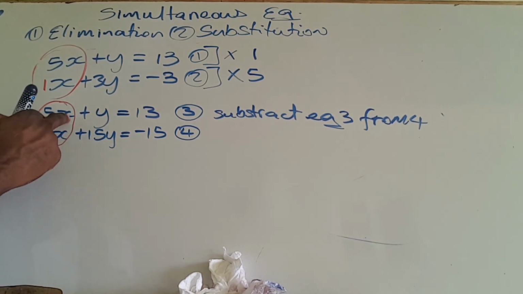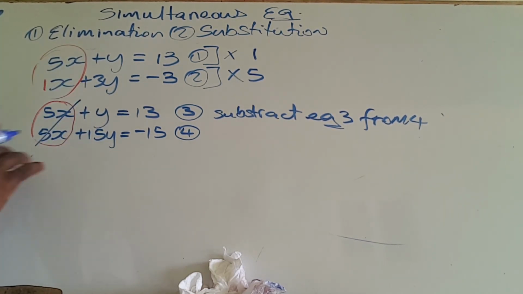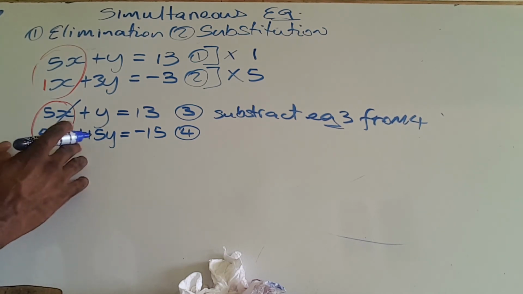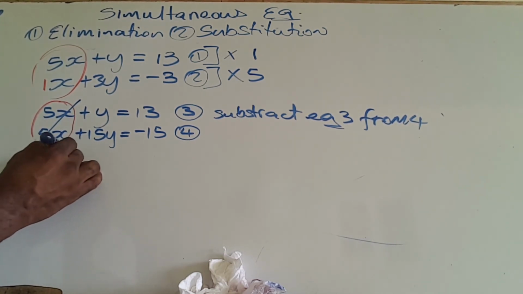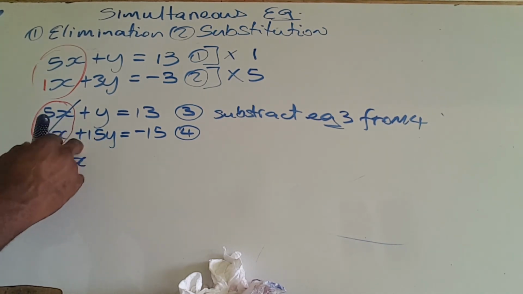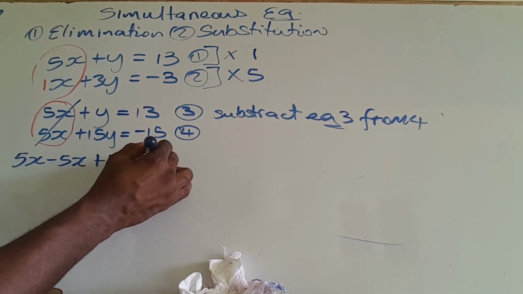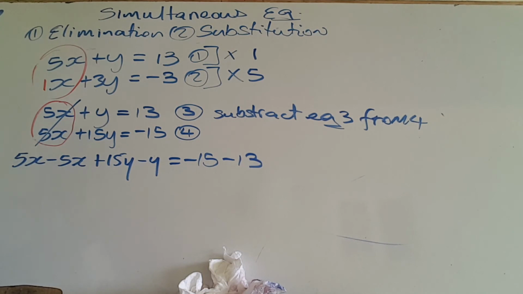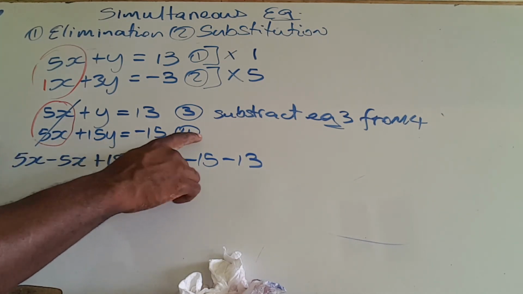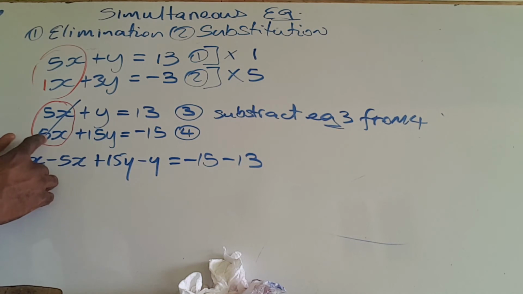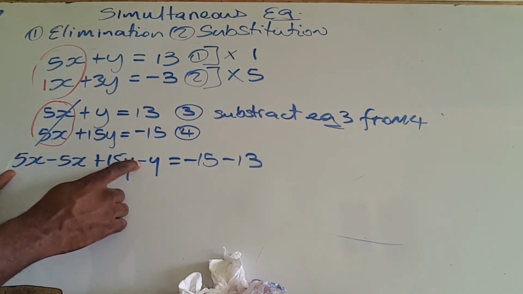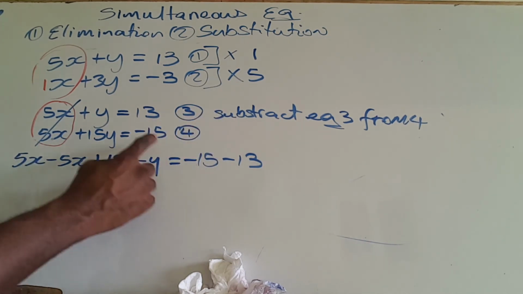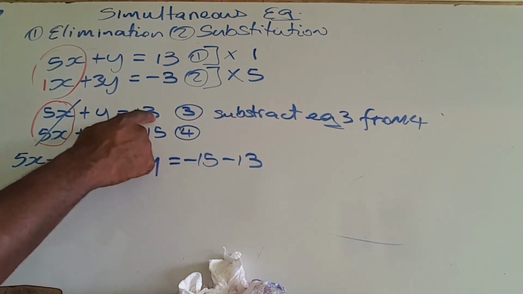So 5x minus 5x is gone. I know that this cancels fully. Then I have a positive 15y minus y, which is equal to -15 minus 13. If you notice what I'm doing here, I am putting the like terms in equation 4 first. So 5x, then minus 5x, then positive 15y, subtract y, because we said subtraction would work, then -15, subtract 13, and there it is.